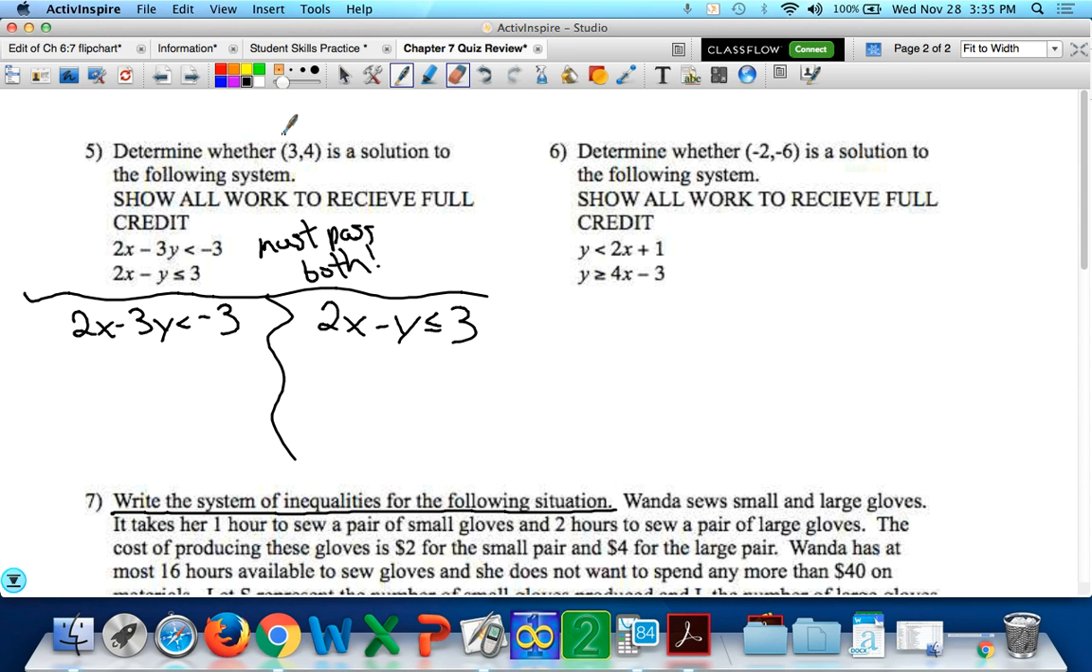Plug in 3, 4. And what I mean by that is plug in a 3 for my x and a 4 for my y. So I have 2, and then instead of x, I'm plugging in this number 3. Minus 3. And instead of y, I'm plugging in this number 4. Then I have less than -3. That's all that's changed. And now I'm going to evaluate this. This would be 6 minus 12 is less than -3. -6 is less than -3.